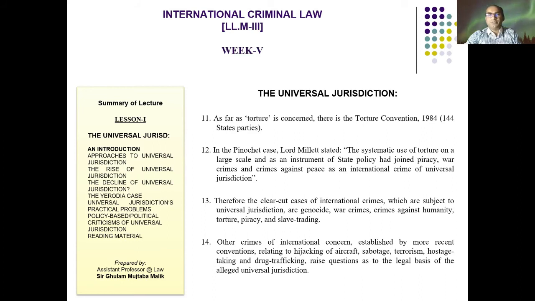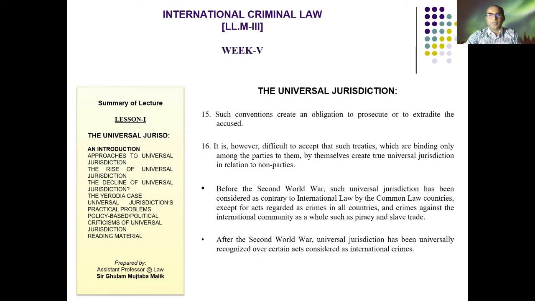The 14th principle is that other crimes of international concern established by more recent conventions, relating to the hijacking of aircraft, sabotage, terrorism, hostage taking, and drug trafficking, raise questions as to the legal basis of the alleged universal jurisdiction. And the 15th principle: such conventions create an obligation to prosecute or to extradite the accused. However, it is difficult to accept that such treaties, which are binding only among the parties to them, by themselves create true universal jurisdiction in relation to non-parties.